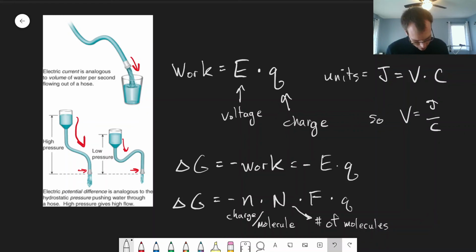Oh, sorry, there's no Q there. Times E, that makes more sense. So the voltage times the total amount of charge, which is based on how much charge you have per molecule, how many molecules you have, and then times the Faraday constant. Right, so this is if we switch this to moles, if we're talking about molar quantities.